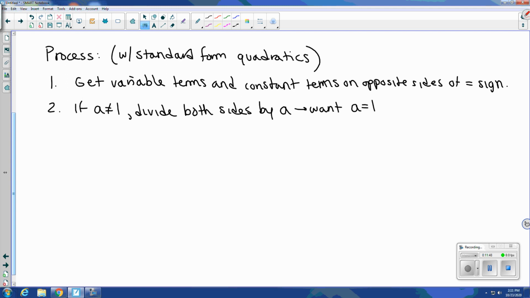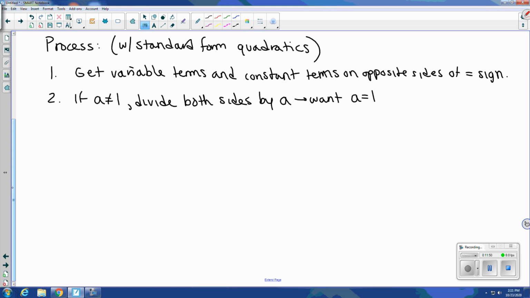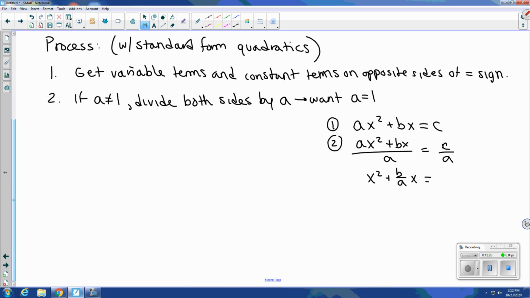So at this point, let's say we started with step 1. We got our variable terms on one side and our constant term on the other. From here, if a is not equal to 1, you need to divide both sides by a. So step 2, you're going to divide both sides by a so that a is equal to 1. When we divide both sides by a, a divided by a gets you 1, and we now have an a value of 1. You're going to have x squared plus b over a x equals c over a.